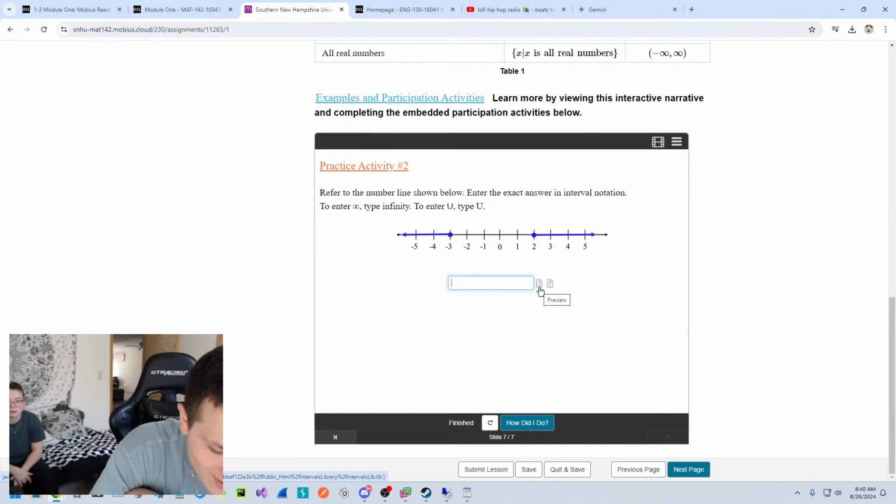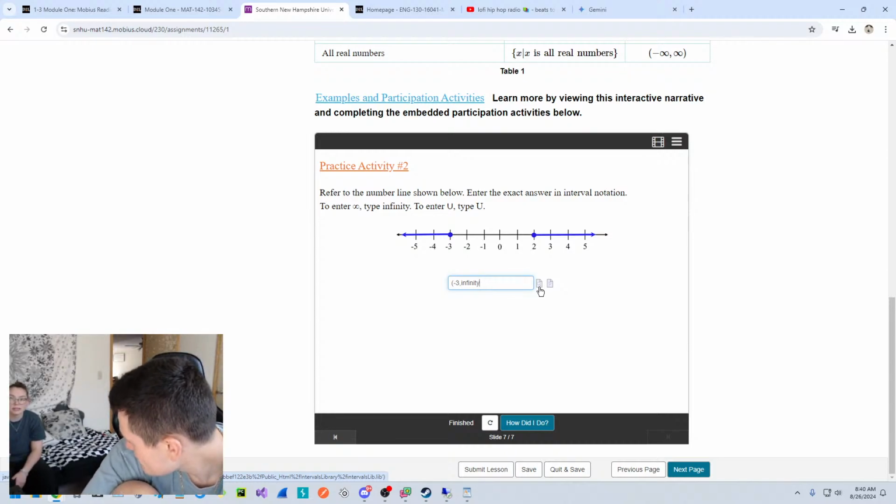What do you want me to write out? Parentheses, -3, infinity, which is the union. No, infinity is just infinity. I don't know what they're using for it. Square bracket. Alright. That's what I meant. Another parentheses. No, that's a square bracket.